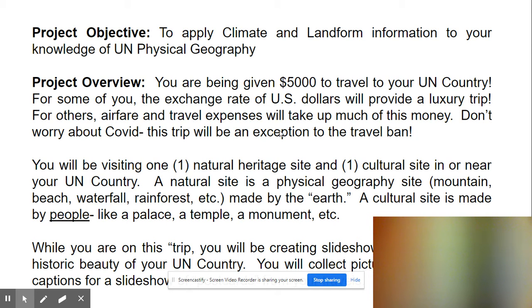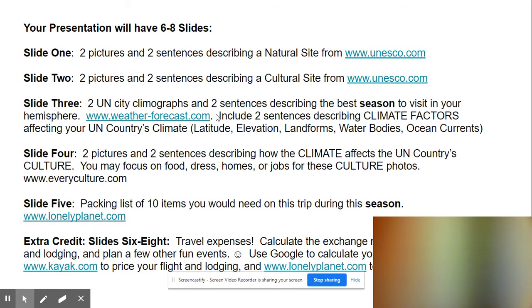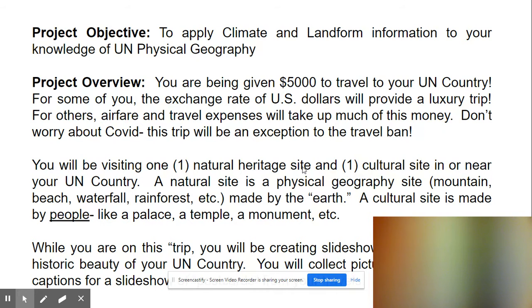For others, especially if you're going to Europe, the airfare and travel expenses are going to take up a lot of the money. But don't worry about calculating the money yet because that's later in the project, and really that's extra credit. So as I said, you're going to go to one natural heritage site, one cultural made by people site.